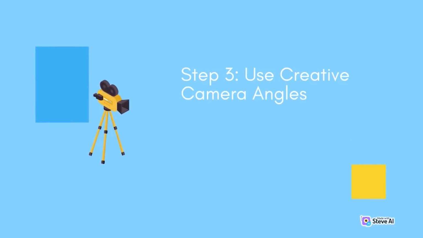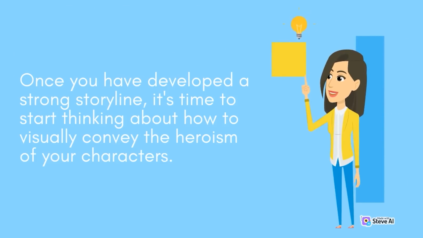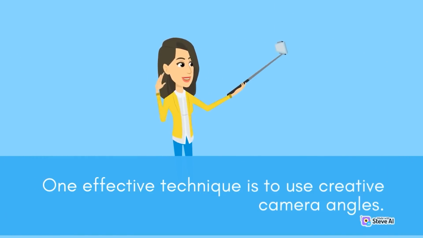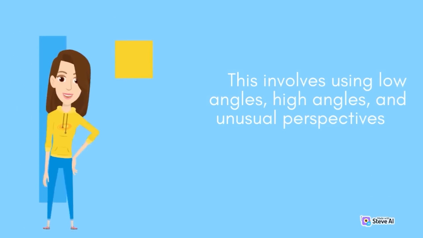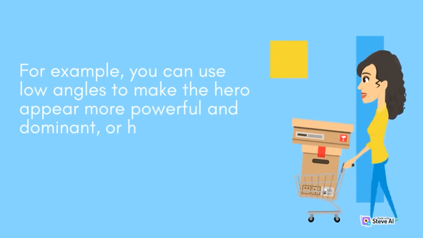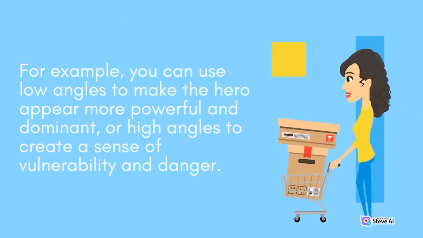Step 3: Use creative camera angles. Once you have developed a strong storyline, it's time to start thinking about how to visually convey the heroism of your characters. One effective technique is to use creative camera angles. This involves using low angles, high angles, and unusual perspectives to create a sense of power and dominance in your hero. For example, you can use low angles to make the hero appear more powerful and dominant, or high angles to create a sense of vulnerability and danger.